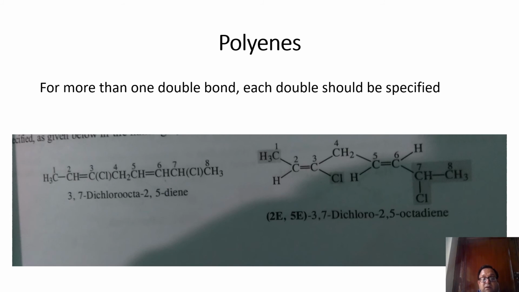For polyenes, we have so far talked only about the number of geometrical isomers. If we talk about the configuration, we have to consider each and every double bond individually and look at its arrangement. Then we have to designate E and Z configuration to all the double bonds. Here, the double bond between the second and third carbon has E, and between the fifth and sixth carbon it again has E. So it will be designated as 2E, 5E hyphen 3,7 dichloro 2,5 octadiene.